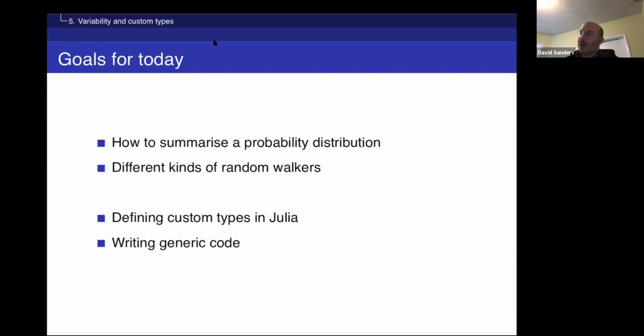Okay, so goals for today. We're going to look at first how to summarize a probability distribution, and that's the end of what we were doing last time. And then we'll start talking about how I could simulate different kinds of random walkers in Julia, with different kinds of rules for how they jump, for example. And we'll see why it's important then to write what we call custom user-defined types, our own new types in Julia, and how to use that to write generic code.